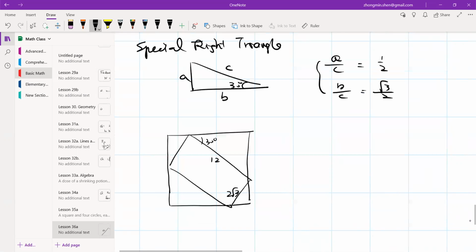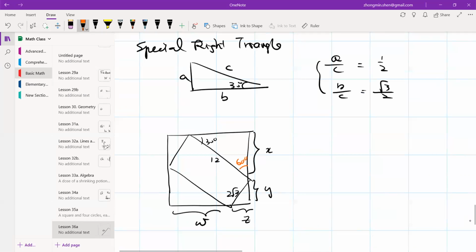So you have to figure it out. My hint: you have to figure out this side, X. This side is Y, this side is Z, and this side is W. If you can find X, Y, Z, W, then you can get the area of the rectangle. Can you do that step by step, using a special triangle? So this is 30 degrees, then this will be 60 degrees, right?